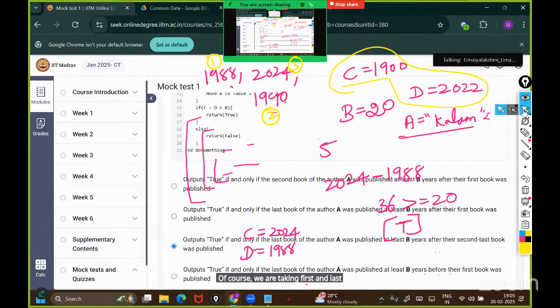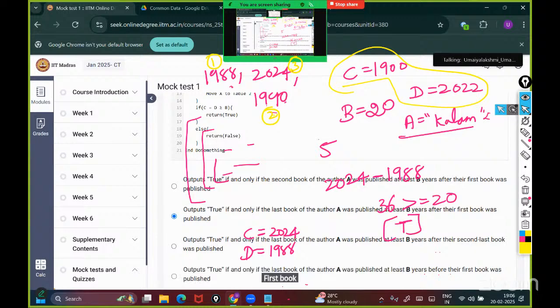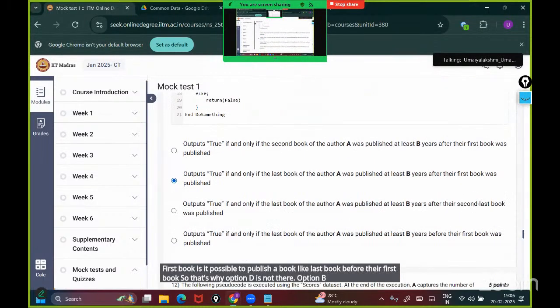So option D can also be a possibility, that is, output is true if and only if the last book of the author A was published at least B years before their first book. Is it possible to publish the last book before the first book? No, ma'am. So that's why option D is not correct. Option B is the correct answer.